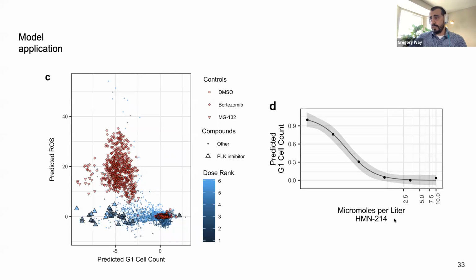Furthermore, if you look at one specific PLK inhibitor, and I think others as well, but I just showed one example here, we see a pretty strong dose response as well. So as you increase the amount of this compound that's present in this set, you get an expected dose response curve. As you increase the dose, you get fewer cells that are in G1.